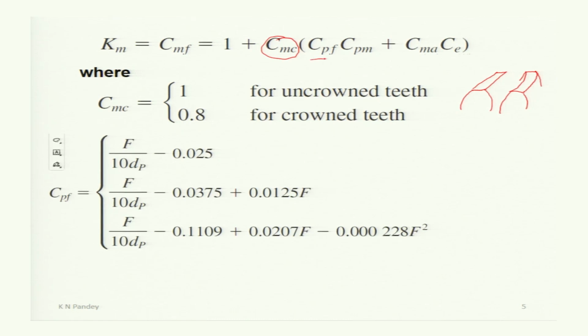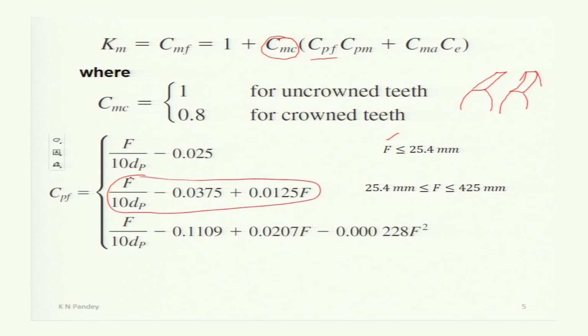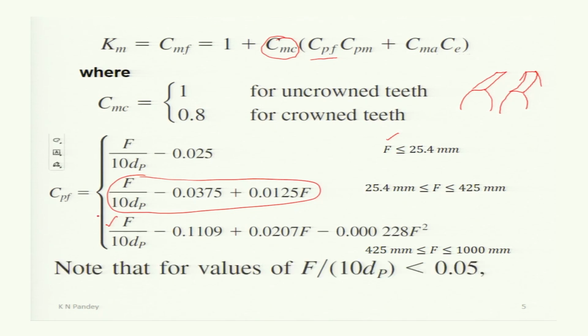The CPF factor is given by these three formulas based on the face width F. If this is less than or equal to 25.4 mm or 1 inch, then the first formula is used. If the face width is greater than or equal to 25.4 mm but less than or equal to 425 mm, then this second one. And if face width is greater than or equal to 425 mm but less than or equal to 1000 mm, then this third formula will be used to determine the CPF.